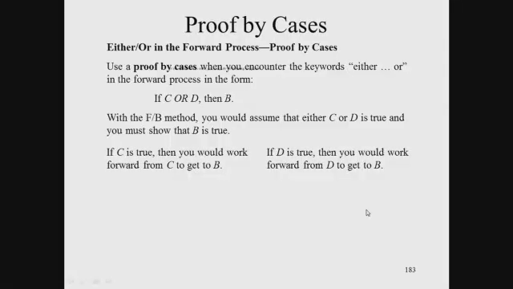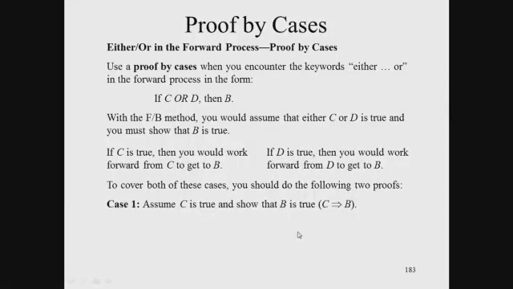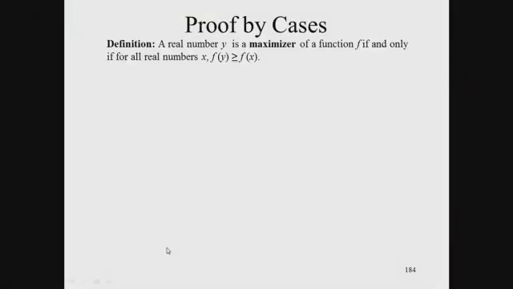So here's what we're going to do. We're going to protect ourselves by doing two proofs. The first proof is to assume that C is true and show that B is true. The second proof, which we'll call case 2, is to assume that D is true and show that B is true. Do you agree that if we do both of these proofs, then it doesn't matter whether it's C that's true or whether it's D that's true? Because if it's C that's true, you can use the proof in case 1, and if it's D that's true, you can use the proof in case 2. Let's take an example and see how this actually works in practice.